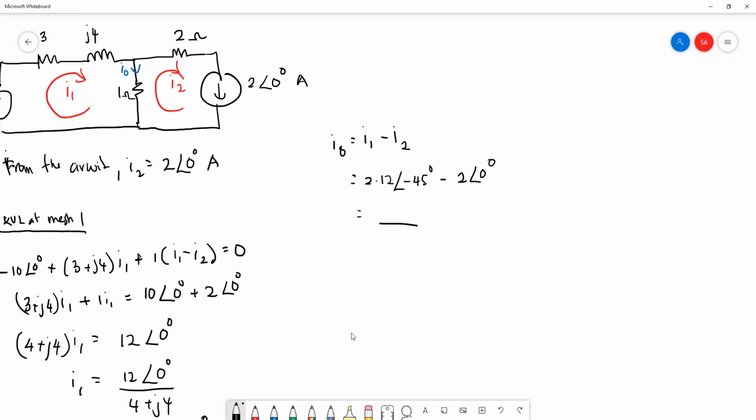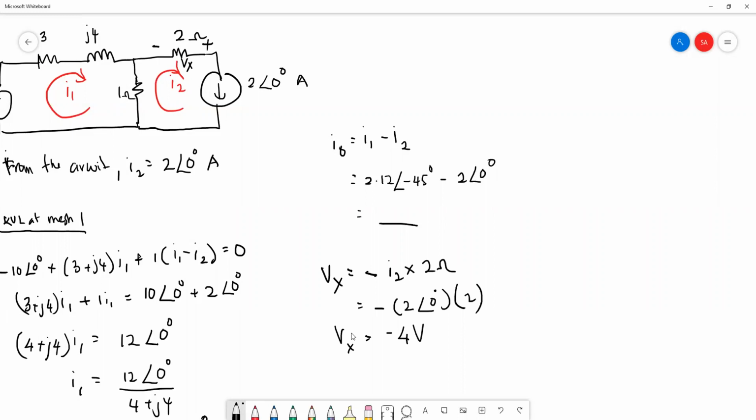Or maybe the question requires you to find the value of a voltage, for example, this is Vx. So you can write down your equation. Vx is equal to, since the current I2 is entering the negative terminal, just put negative I2 multiplied with 2 ohm. So you will have negative, and I2 is 2 angle 0 degrees multiplied with 2. So your Vx is negative 4 volts.